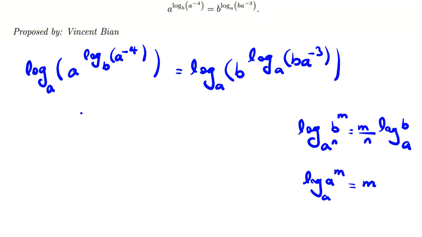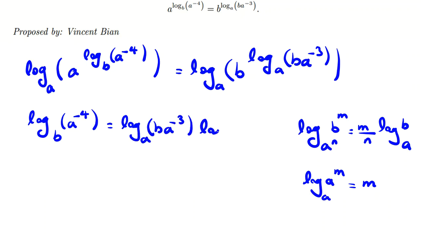So here, using this, the left side is a to the power of this, so it will be log_b of (a minus 4). And for this part, you should use b to the power of something, so you take the power in front of the log. It will be log_a b times (log_a b minus 3). Again, we use this: we take minus 4 in front of the log, and it will be log_b a, and this part.